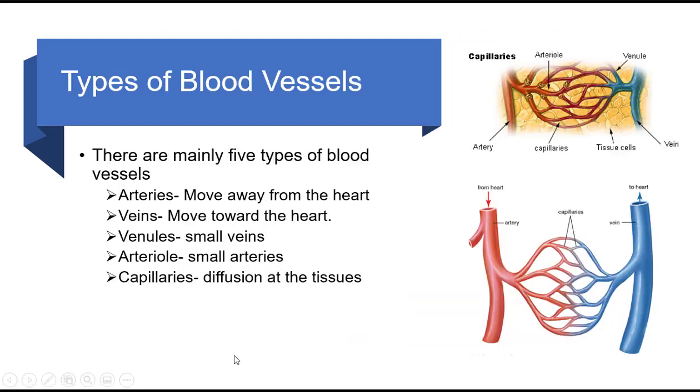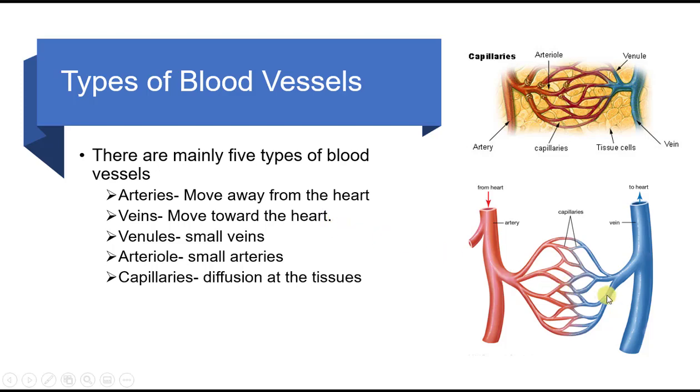So, there are mainly five types of blood vessels that are present in the human body. Number one, arteries. Number two, veins. Number three, venules. Number four, arterioles. And number five, capillaries. If I talk about arteries, arteries generally move away from the heart except for the pulmonary artery. And this can be remembered with a fairly simple trick: arteries have a capital A and they move away from the heart. Therefore, we can easily remember that arteries move away from the heart. Veins move towards the heart, in the opposite direction to the arteries. Venules are small veins and arterioles are small arteries.